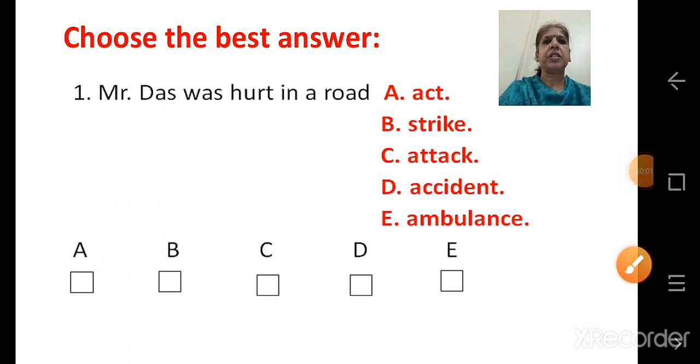Next question. Choose the best answer. First one. Mr. Das was hurt in a road dash. And the options are A. Act, B. Strike, C. Attack, D. Accident, E. Ambulance. So we have to choose the best answer.